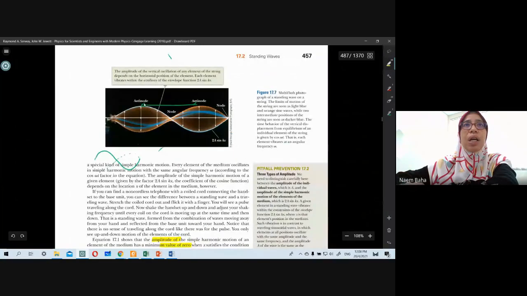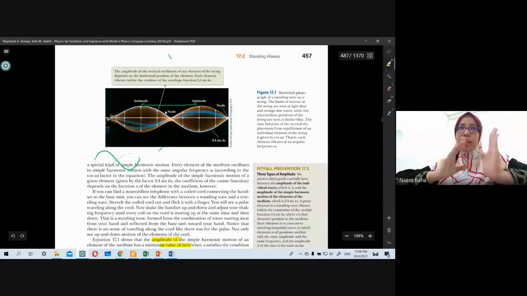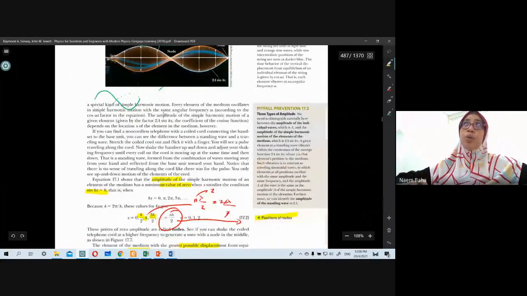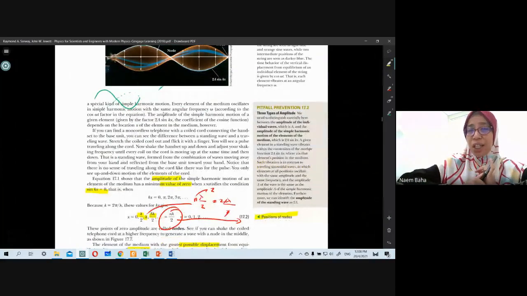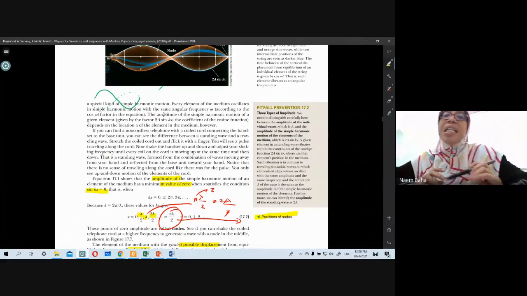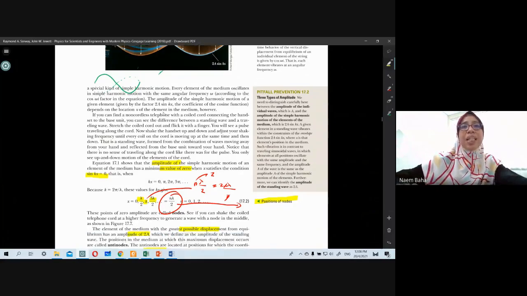This has been described earlier. Antinode, node, antinode, node. A quarter of it. So you must learn how to sketch it and also how to identify where the node and antinode are. Sketch and label.